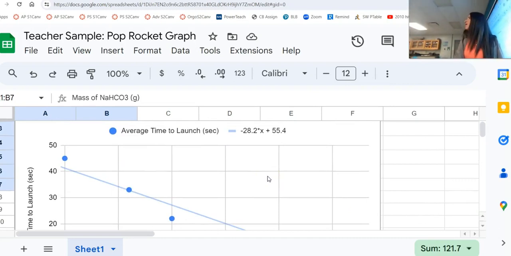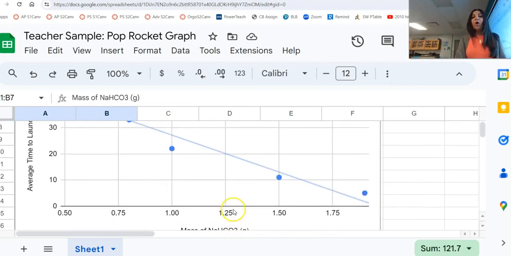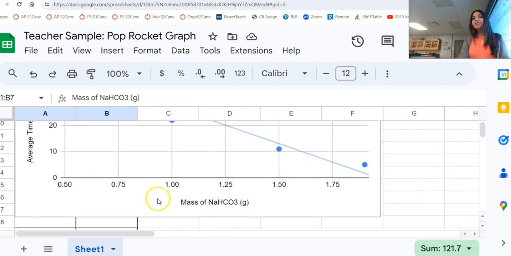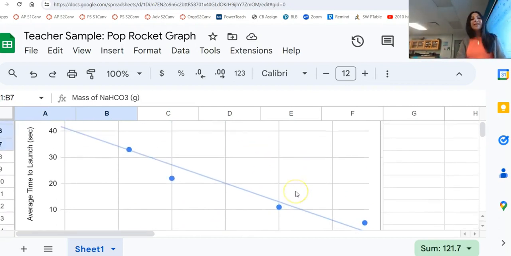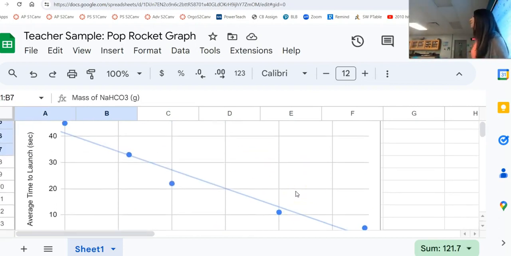This looks beautiful. My expectation is that as I increase my mass, the time should go down. Why? Because the more concentration, then what did we say? What should be true of the reaction rate? Should it be faster or slower if I have more? It should be faster. Perfect.